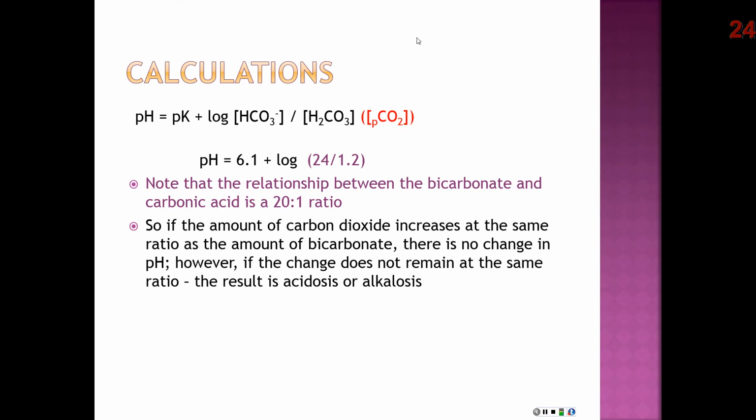So recognizing this here, if I do 24 to 1.2, remember I divided that, I got 20. That's a 20 to 1 ratio. That's an important thing to understand. If the amount of carbon dioxide increases at the same ratio as the amount of bicarbonate, the pH will not change. Therefore, you will not have an acid-base disorder.